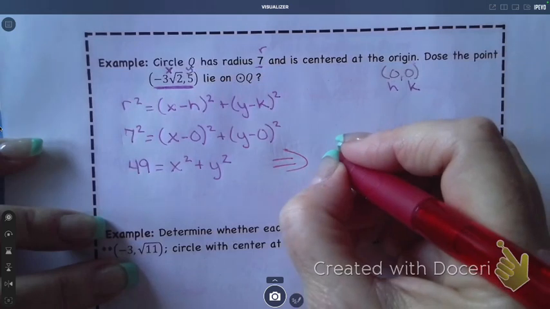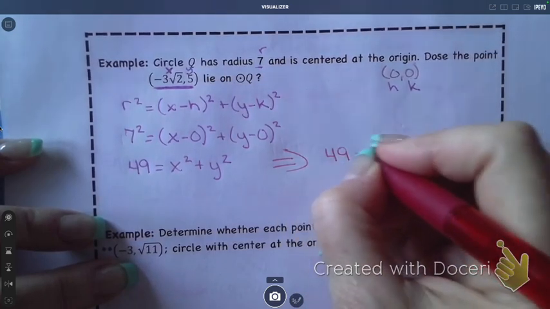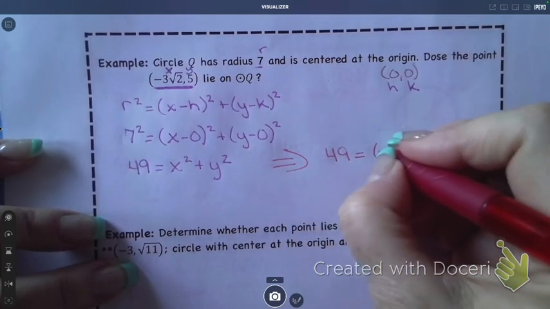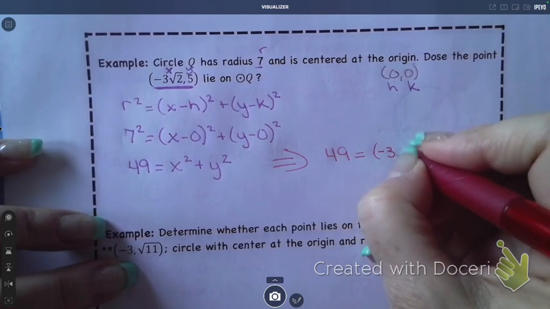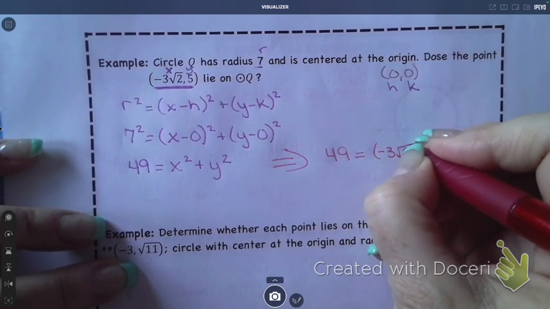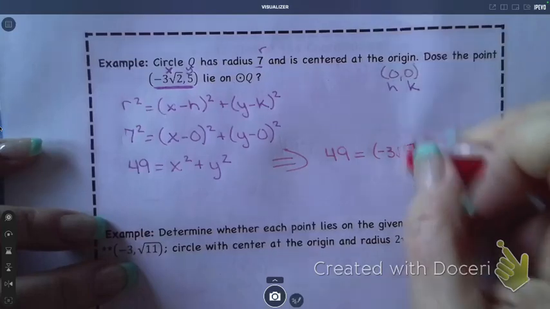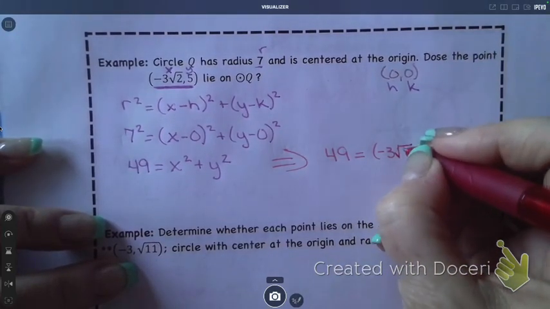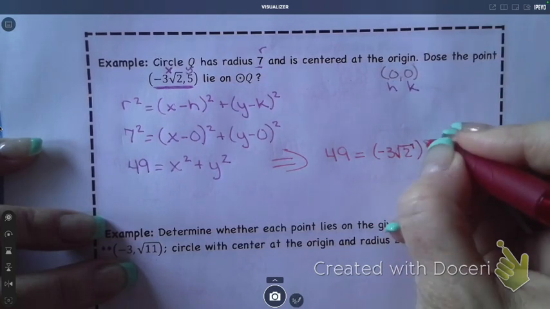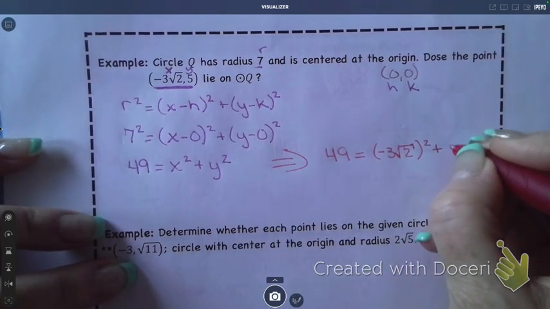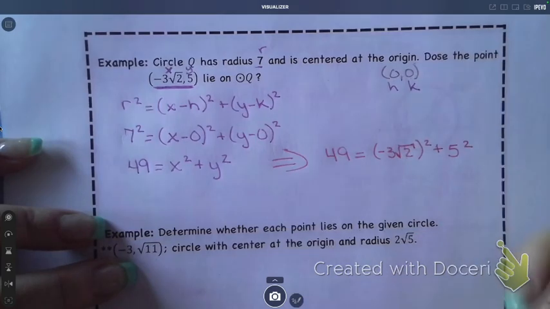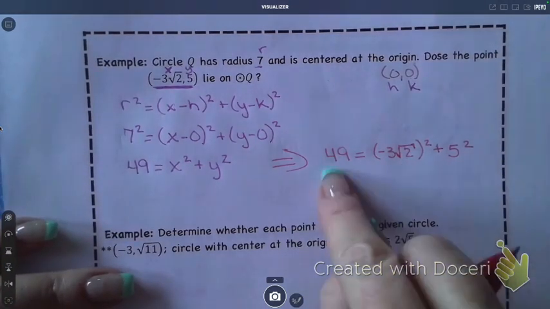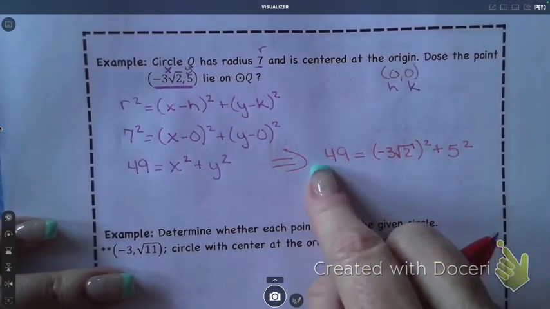So 49 equals negative 3 square root of 2, not 5. 5 is the next thing. I had a 5 stuck in my head. Sorry. 2 squared plus 5 squared. So they should equal 49. It should, if it is on the circle, they should equal 49, right?